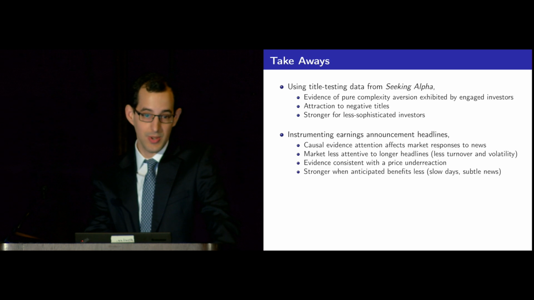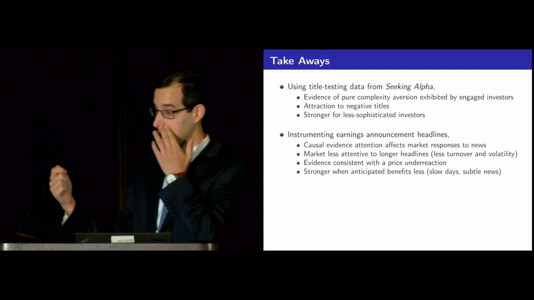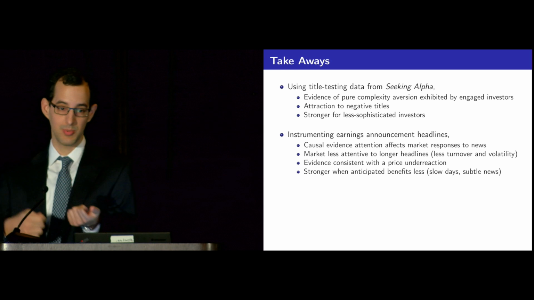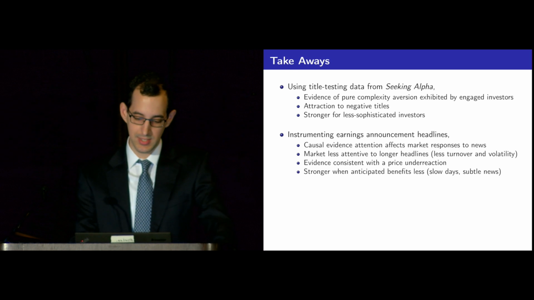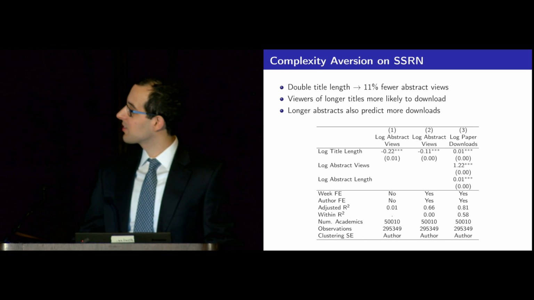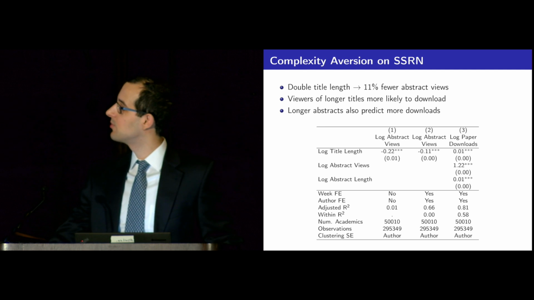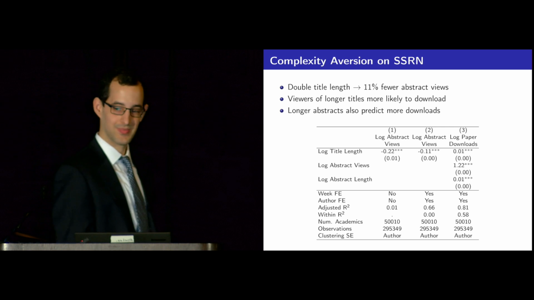So that's the takeaways. What I explored is, do textual attributes of titles actually matter for attention? And then I used the instrument to isolate complexity from other things like sentiment, and I show complexity may matter in a pure sense. And then take that instrument to the earnings announcements and look at whether that matters for market reactions, and it does. And it also seems to matter for academics, and that's where I'll stop. So longer abstract titles, or longer titles for your papers are correlated with less abstract views and also less downloads. So something to keep in mind. Thank you.